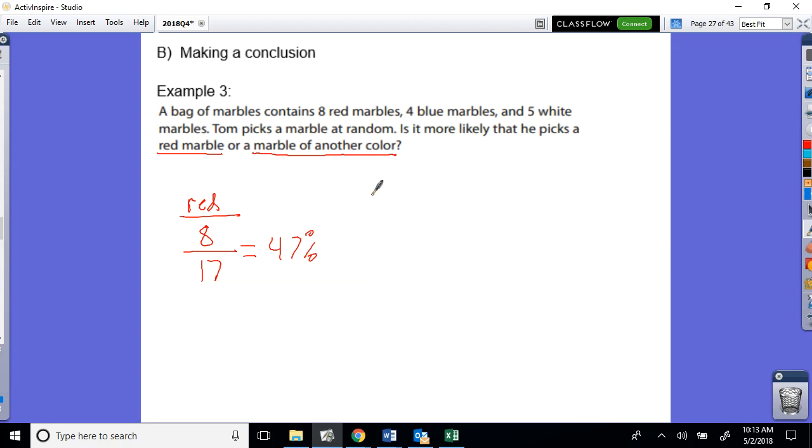How about his probability of getting a marble that is not red? So all the other marbles. We have 4 blue and 5 white, so that's going to get us 9 out of still 17. Then 9 divided by 17 gives our percentage, which we round up to 53%.